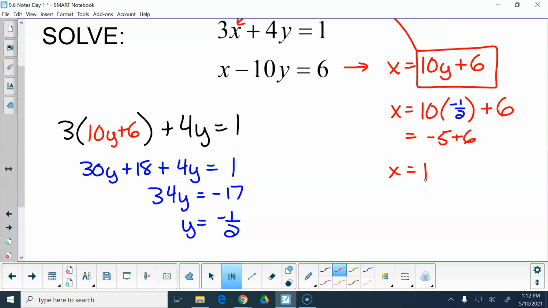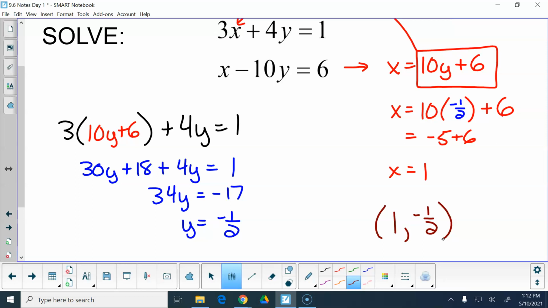So then that's negative 5, so x is 1. Did you leave it just like that, or did you put it in a different form? You put it in the x comma y form, so you put 1 comma negative 1/2. Did you do anything else? Nope. Did anybody do anything else? You have to check your answers. That'd be a good plan, don't you think?